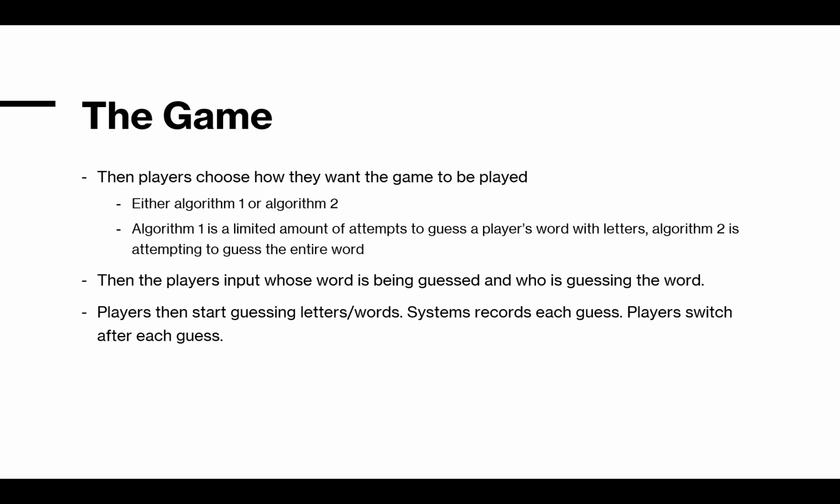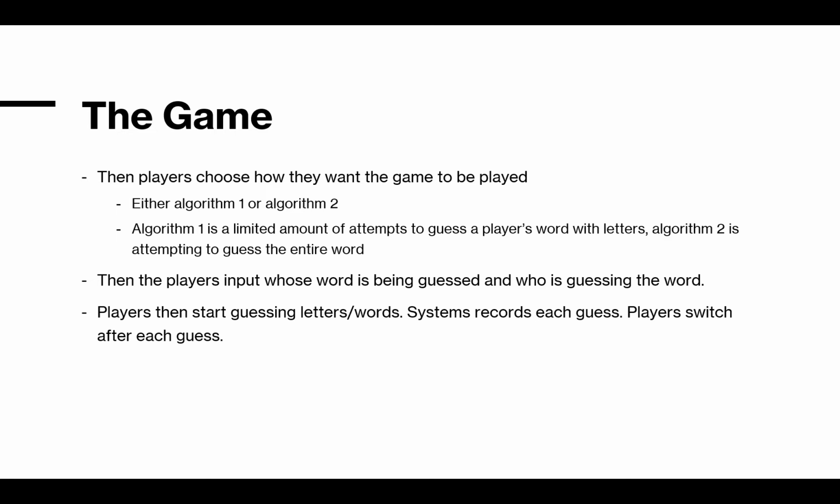And then we get to the game. The players choose how they want the game to be played. They can choose either algorithm one or algorithm two. Algorithm one is a limited number of attempts to guess a player's word with letters, and algorithm two is attempting to guess the entire word right away.